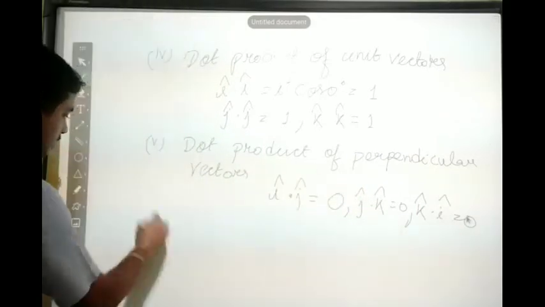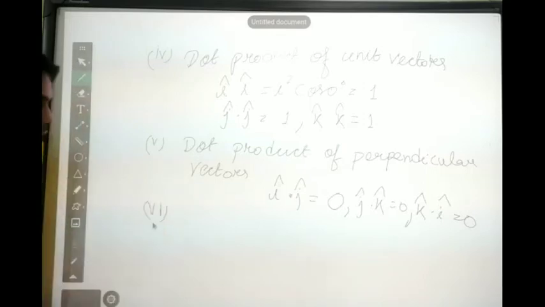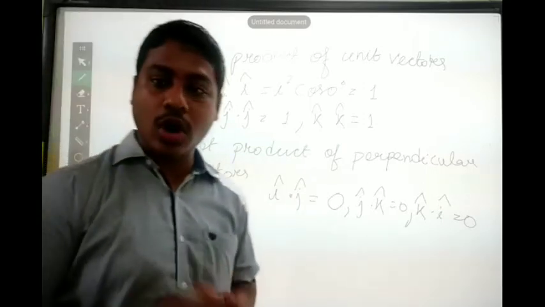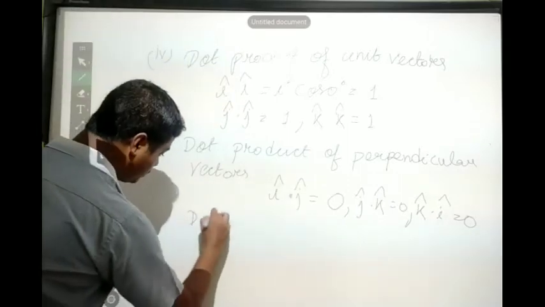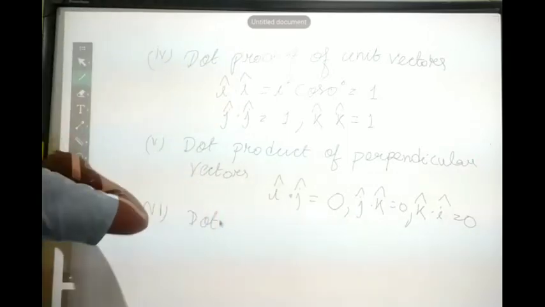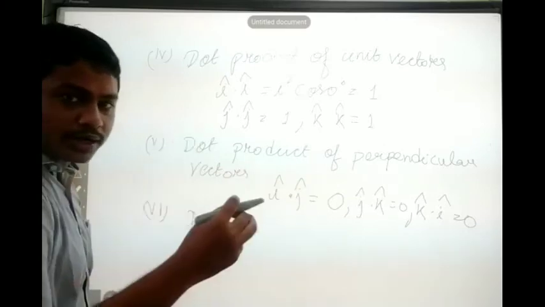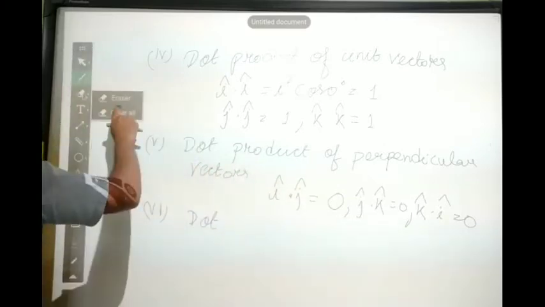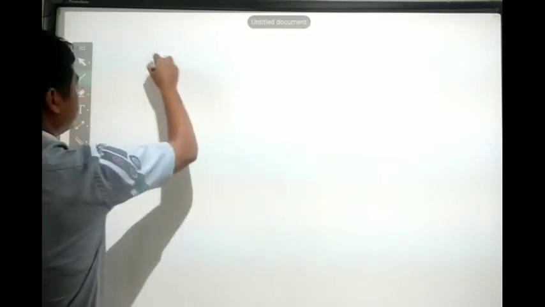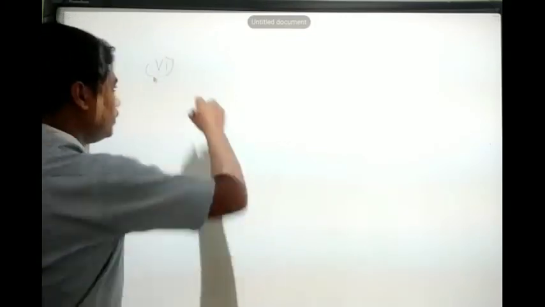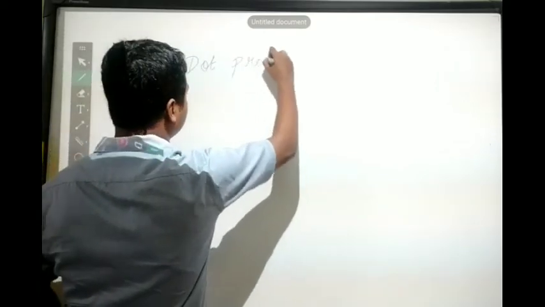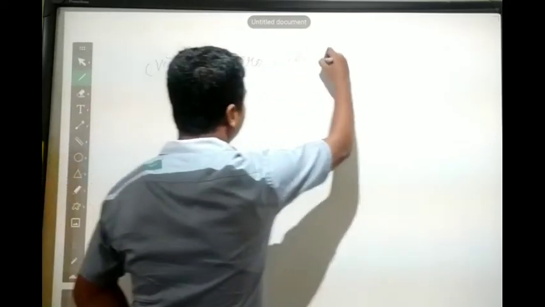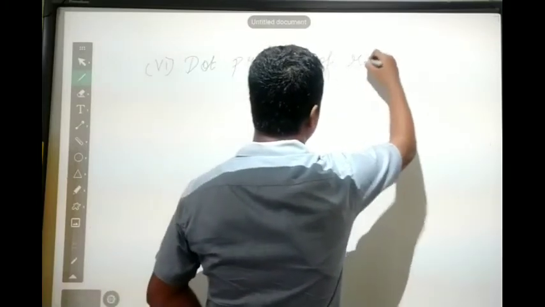Property number 6 is the dot product of the rectangular components. Let me write this first. You can write this property if you have not written it. I'll do it again. Property number 6, dot product of the rectangular components.